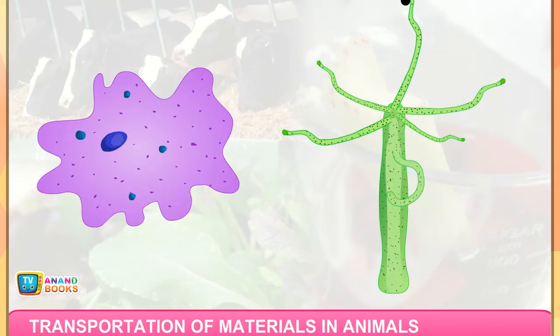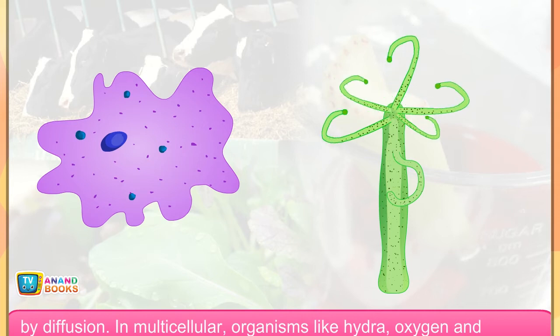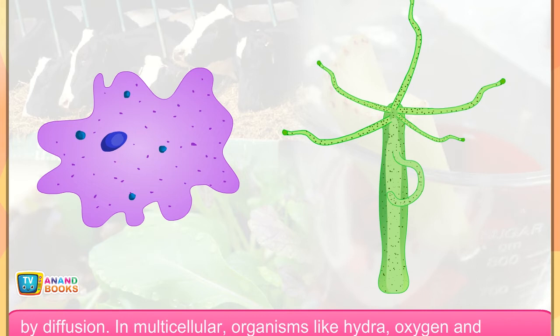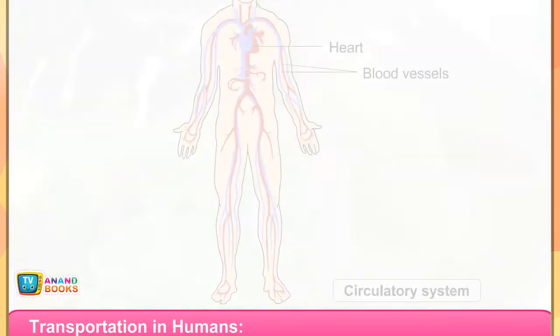Transportation of materials in animals. In unicellular organisms, nutrients reach every part of the cell by diffusion. In multicellular organisms like Hydra, oxygen and nutrients are transported by water circulated through their bodies. Did you know our body requires about 2 to 3 liters of water every day in order to flush out urea and to keep it under control in our body?